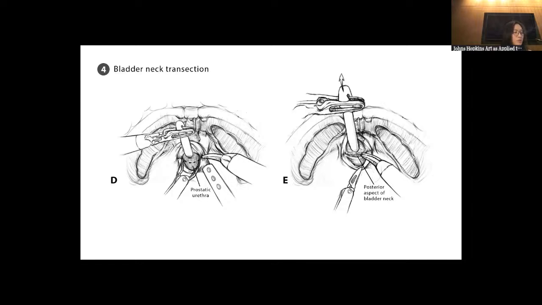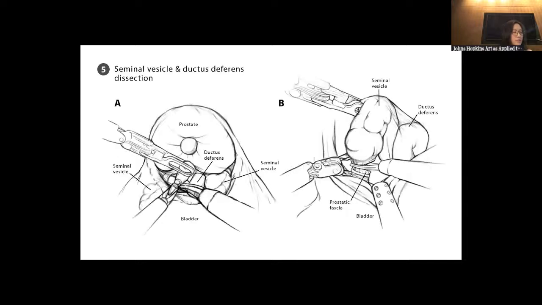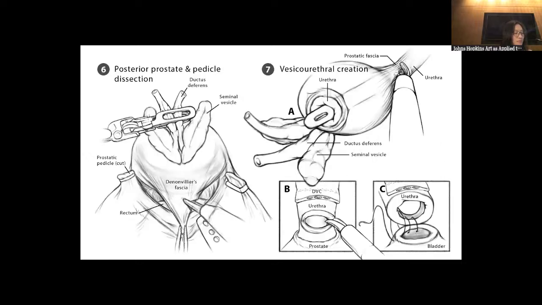The anatomical groove between the bladder and prostate is further dissected. Once the longitudinal fibers are transected, the ampullae of the vas and attached seminal vesicles are identified. The vas and seminal vesicles are divided respectively. The posterior aspect of the prostate and the Denonvilliers' fascia are incised transversely with pedicles divided laterally.